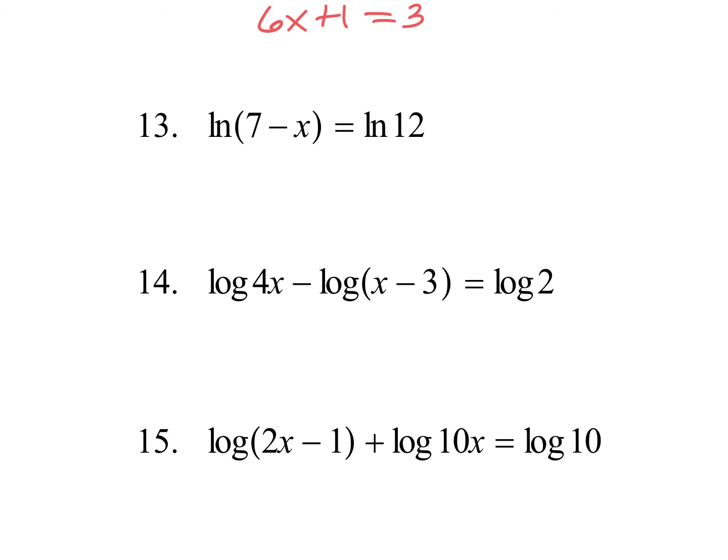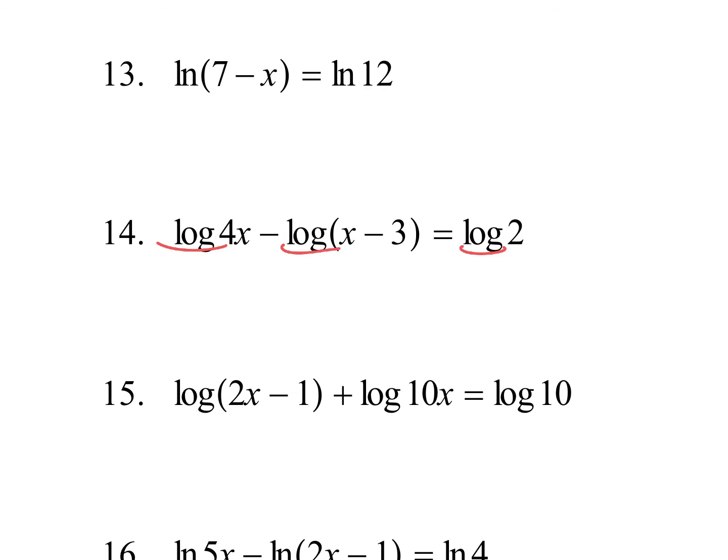Now, if you have more than one log word, in this case, this is where we have to use our condense. Subtraction means quotient. So I'm going to do log 4x over x minus 3 equals log of 2. If you have more than one log or more than one ln, you have to condense. You can't just go through here and say, oh, I'm going to cancel, cancel, cancel. It won't work. So you have to use your properties of condensing. So when it's an addition sign, you would multiply. When it's a subtraction sign, we're going to use the quotient property.